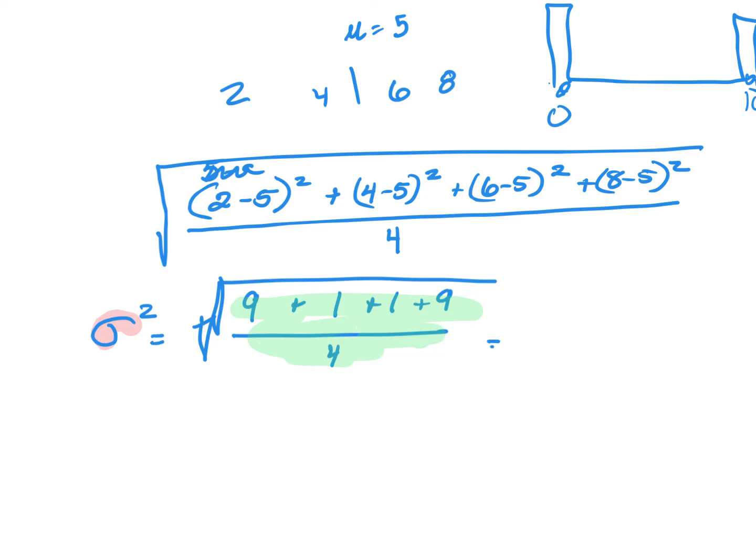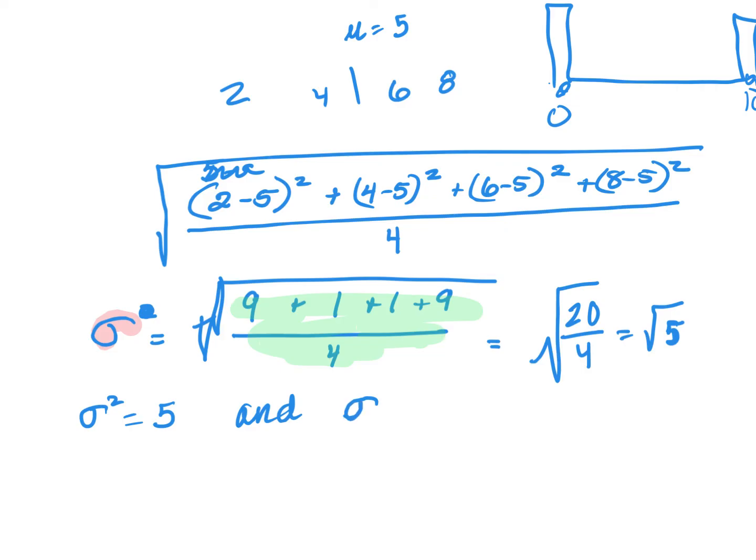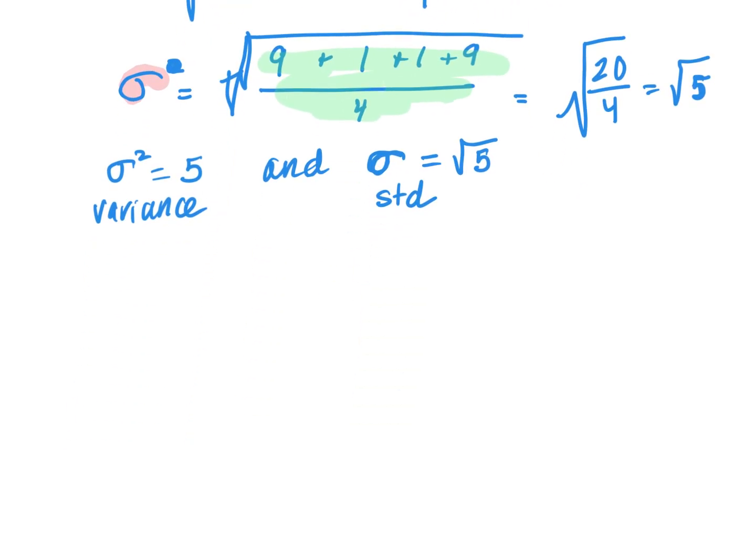So this would be 20 divided by 4, square rooted, also known as the square root of 5. Sorry, the variance would be 5, and the standard deviation, which is the square root of the variance, would be the square root of 5. Okay, so that's how you calculate that. Again, it's the average distance away from the mean.